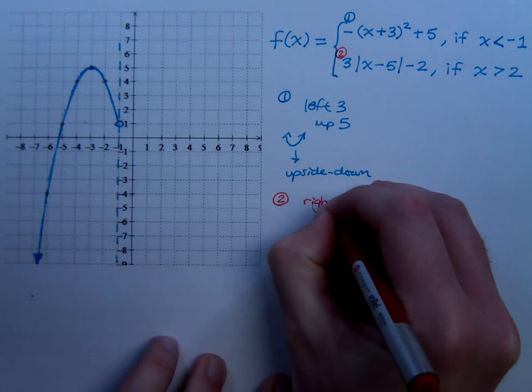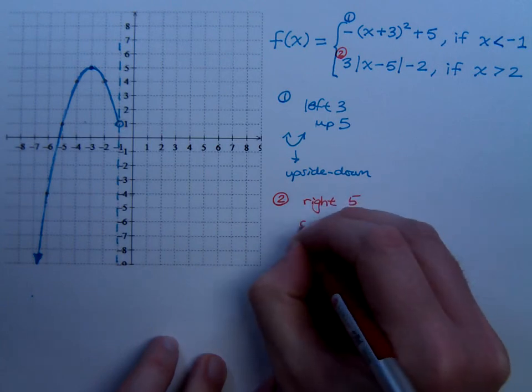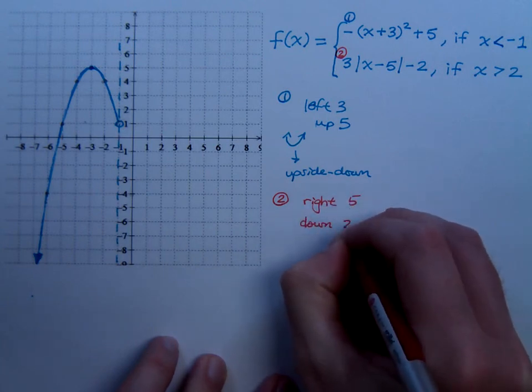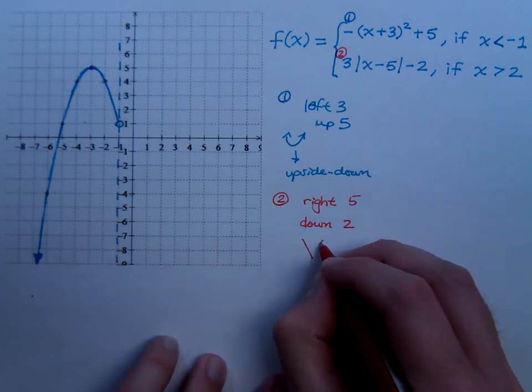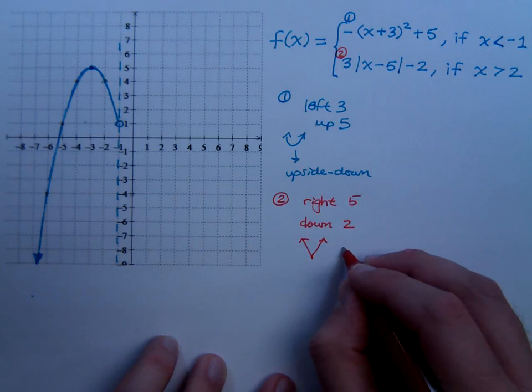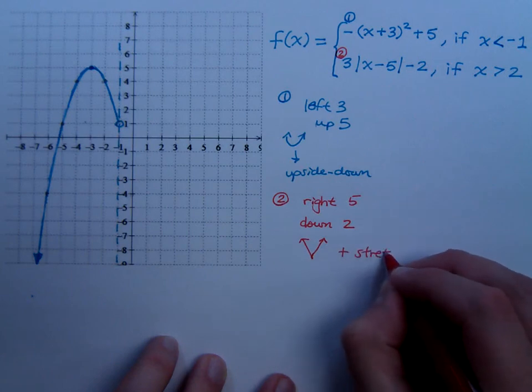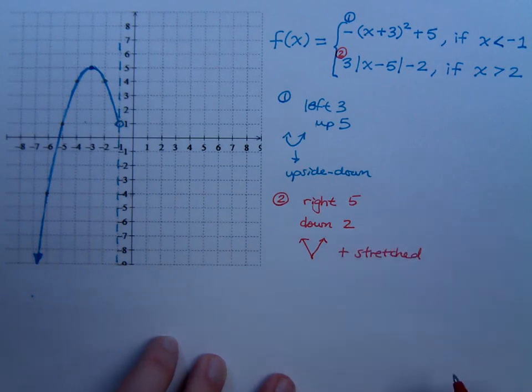We go to the right 5, and then what? What else do we know? First of all, it's an absolute value shape, right? But it's also been stretched. Do you all agree?